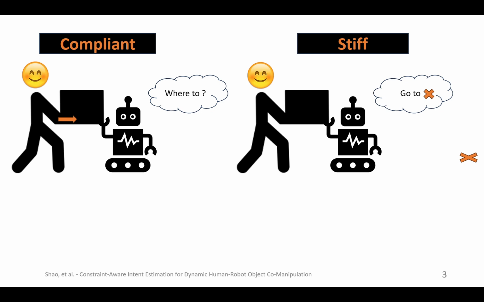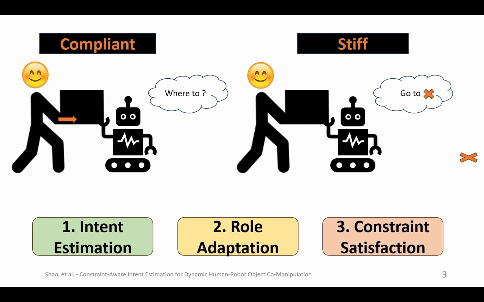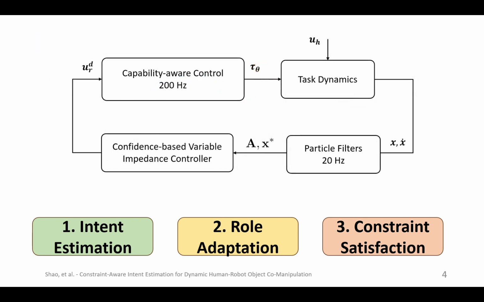In order to achieve this, 3 problems need to be addressed. How to represent human intention and how do we estimate it? Knowing the intention, how should the robot adapt between being the leader and the follower? How do we make sure the robot remains passive, stable, and away from infeasibilities? Our method solves these problems with the control diagram shown here.